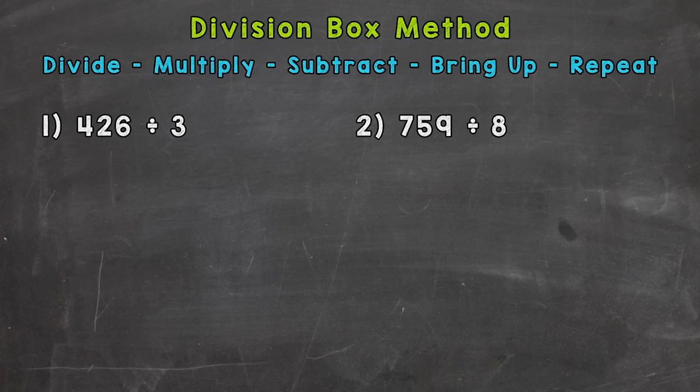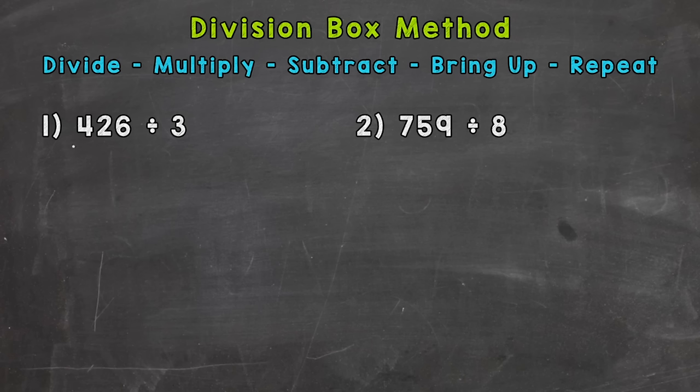I'm going to do two examples where we have a three-digit number divided by a one-digit number, and then two examples of a four-digit number divided by a one-digit number. So let's start with three-digit numbers divided by one-digit numbers. So let's jump into number one, where we have 426 divided by 3.